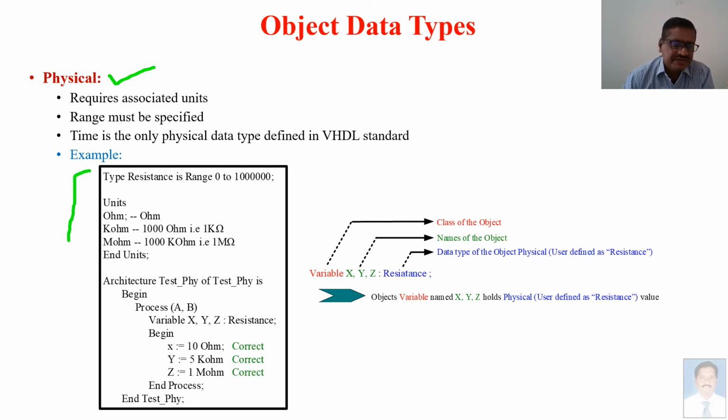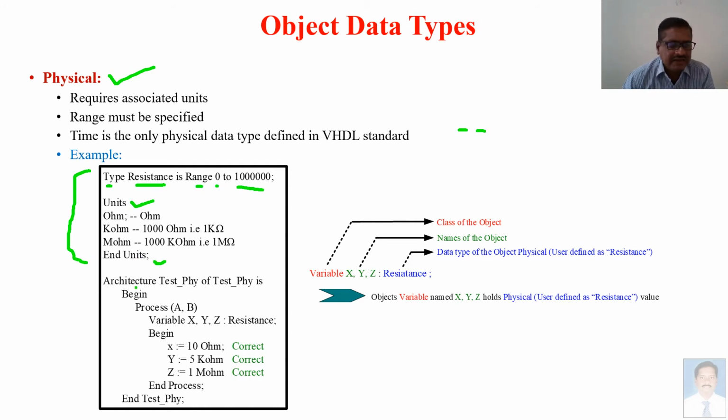Its declaration is in this particular format, and it comes under the declaration part. Type, this is a user defined parameter. Resistance is range 0 to this particular value. And it has units: ohm, kilo ohm, mega ohm, and this is the end of the units. This is the start of the units and this is the end. This double hyphen means it is a comment. This OHM stands for ohm, this KOHM stands for kilo ohm; these are comments for the programmer. 1 kilo ohm and so on.